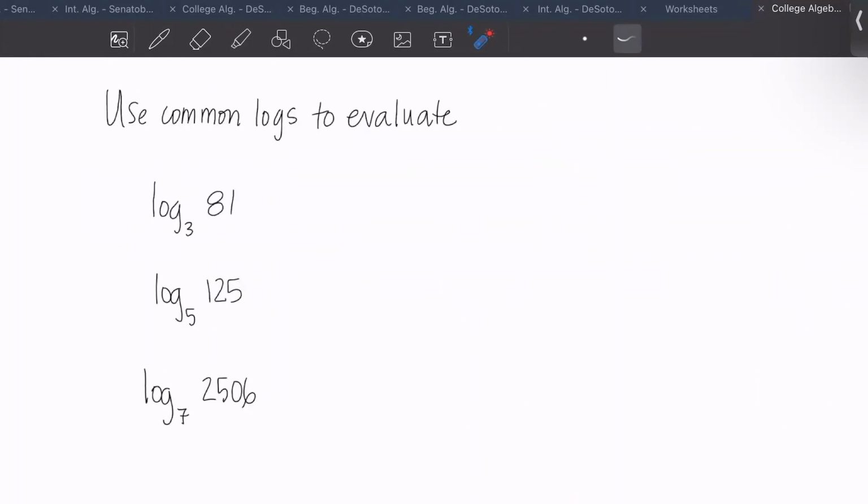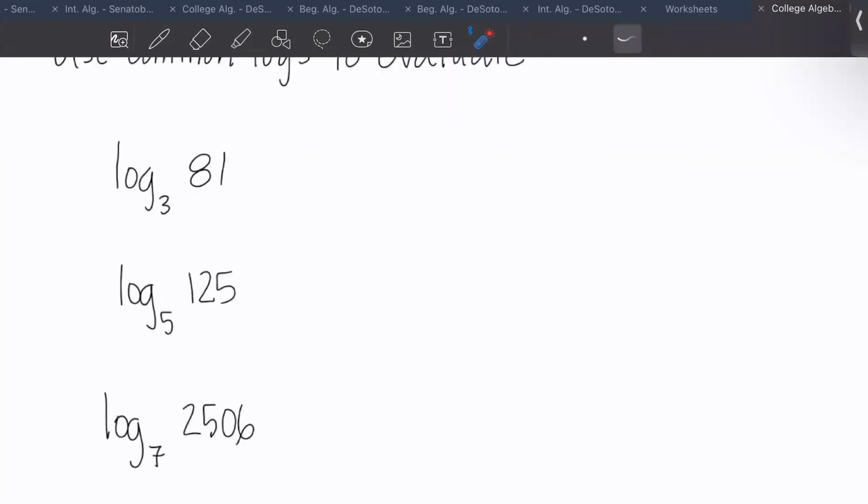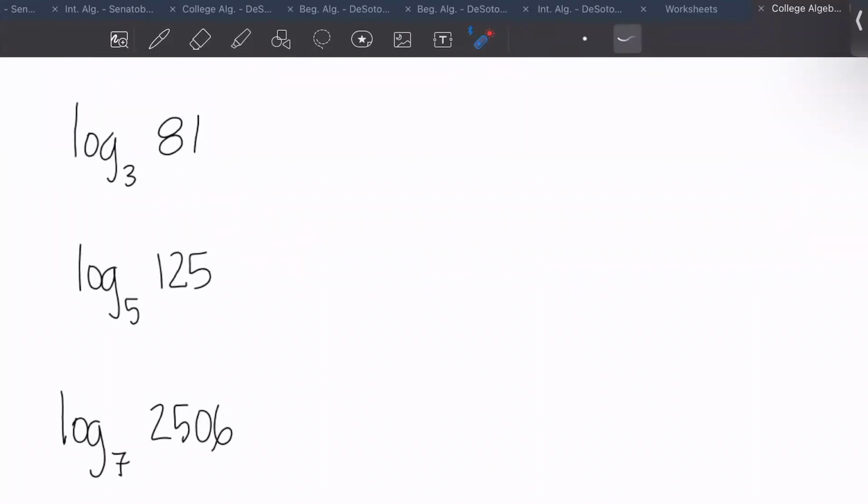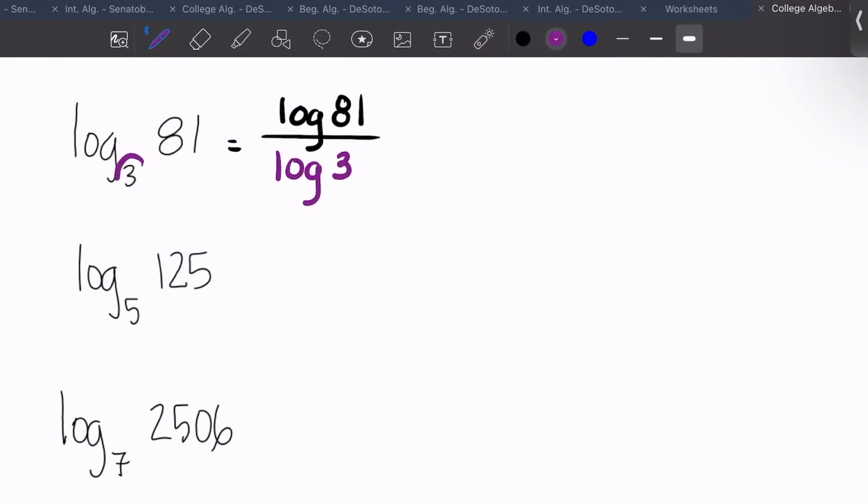Okay, so use common logs to evaluate. We have log base 3 of 81. We can split this into log of 81 over log of 3. Here my base was 3, and I took the log of it at the bottom. If you type that into your calculator, you would get 4.